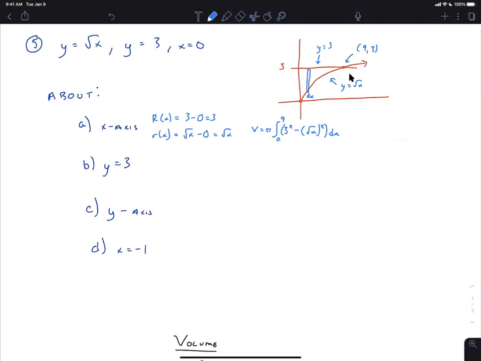But to evaluate this, we would do pi integral 0 to 9 of 9 minus x dx, because 3 squared is 9, obviously, and then square root of x squared is just x. And then we now do the antiderivative of that. So we get pi times, and then the antiderivative is 9x minus 1/2 x squared from 0 to 9.